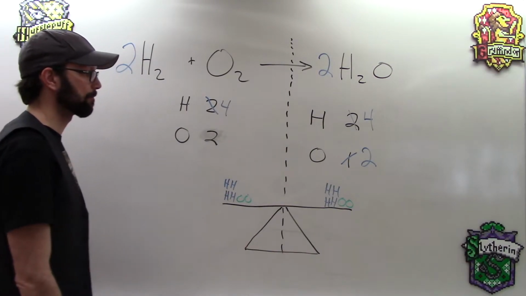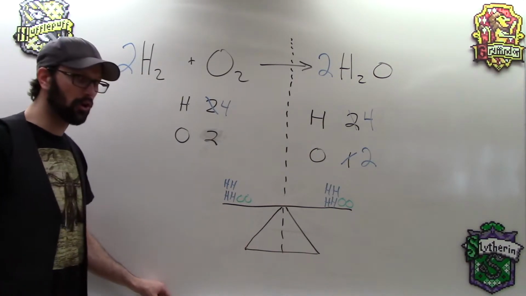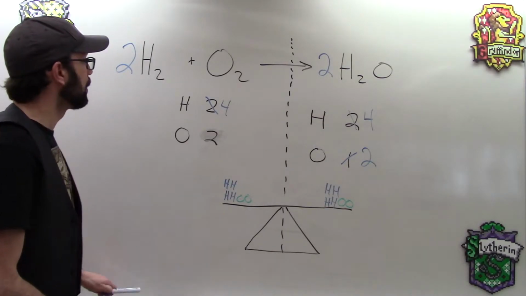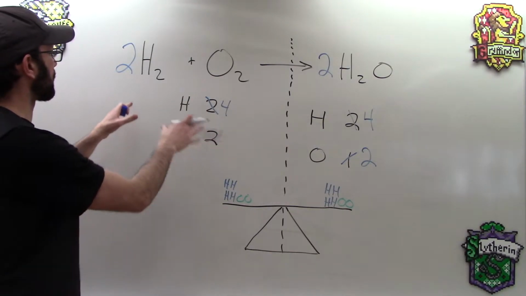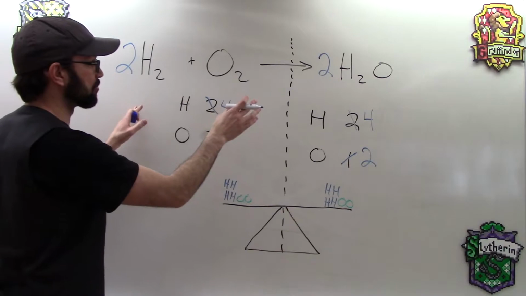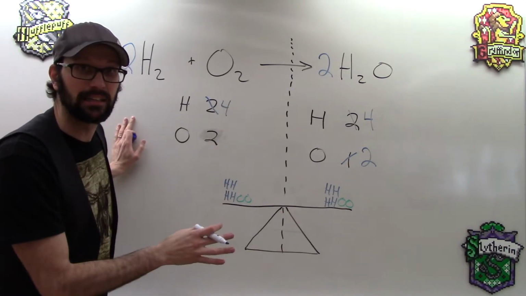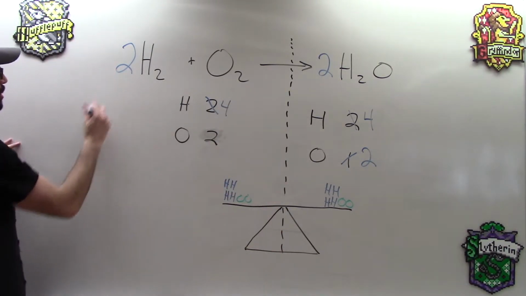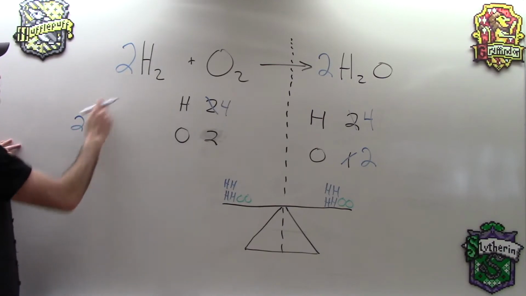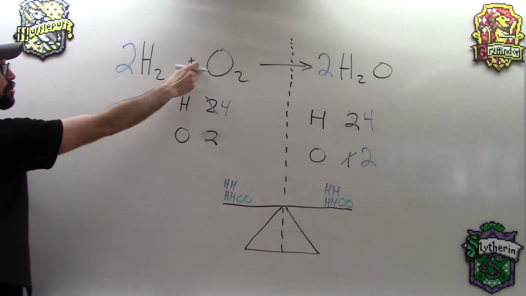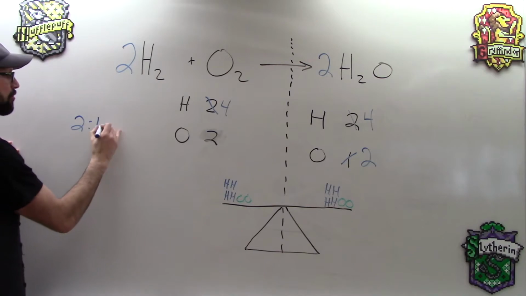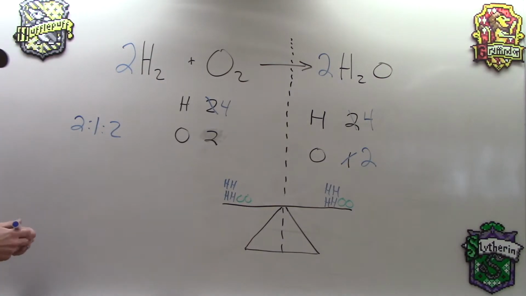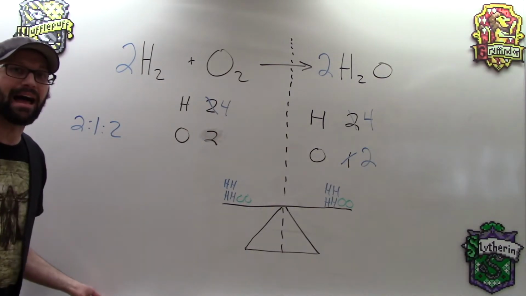Totally balanced. Now, this has made what is called a molar ratio, which means in order to make water by combining hydrogen and oxygen, we will need exactly 2 moles of hydrogen to 1 mole of oxygen to produce 2 moles of water. And all of our mass is balanced.